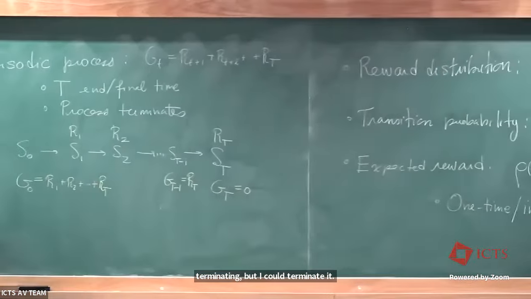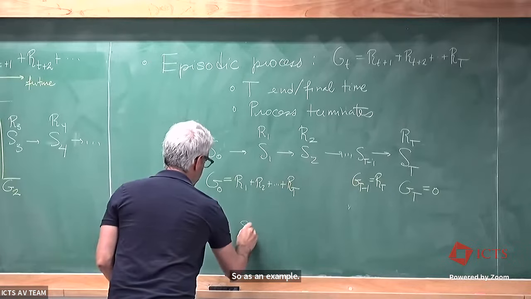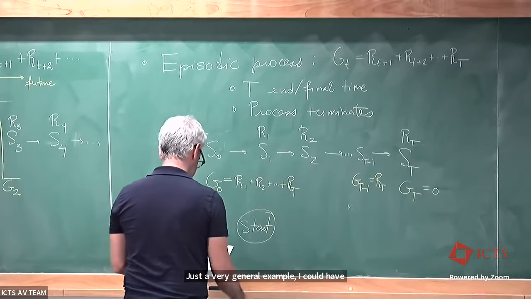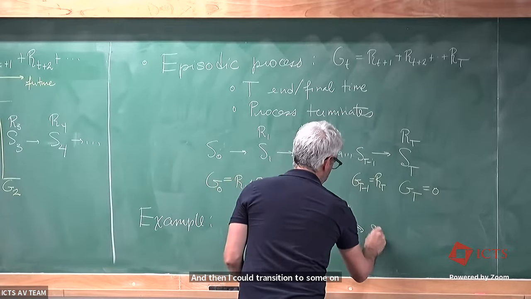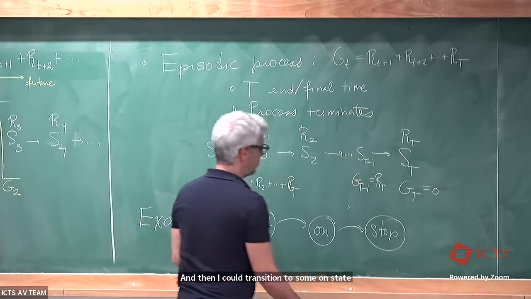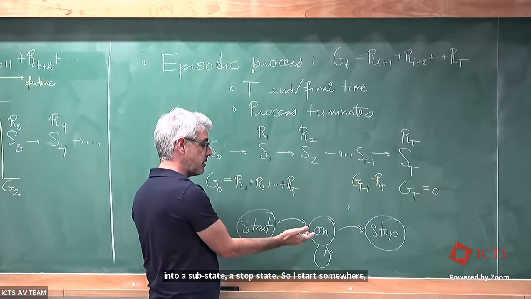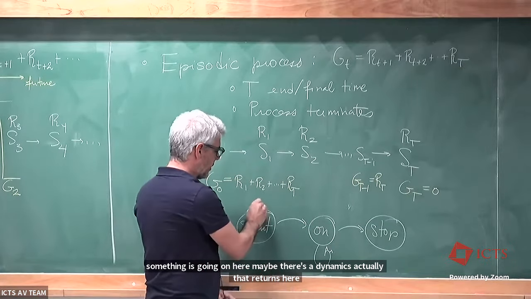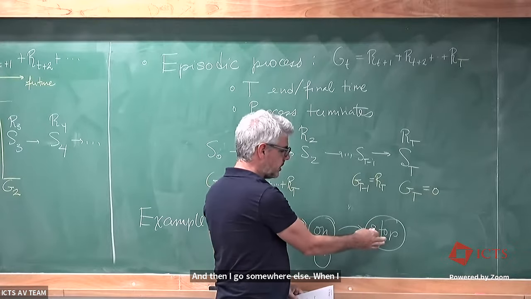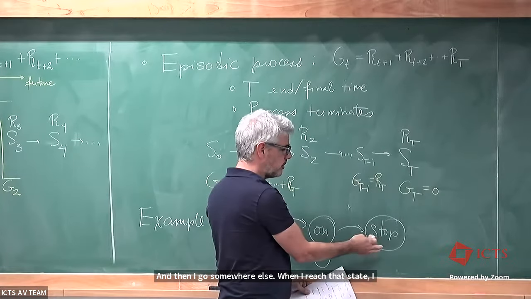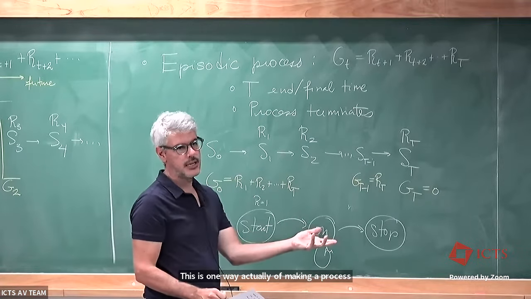As a very general example, I could have some start state, and then I could transition to some state, and then I could terminate into a stop state. So I start somewhere, something is going on here, maybe there's dynamics that returns here, and I have some rewards. I'm going to have a reward here for starting, and then I go somewhere else. When I reach that state, I stop there. There's no loop coming back. I just stop there and the process terminates. This is one way of making a process terminating: you just have a state that you call the stop state.